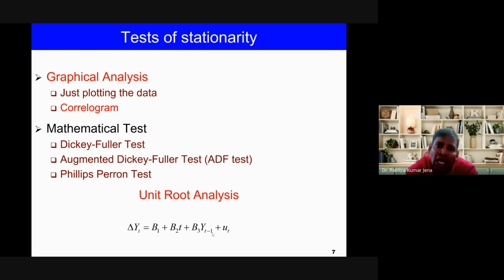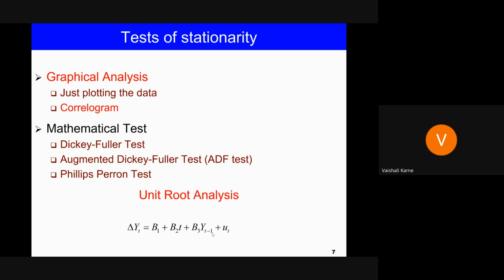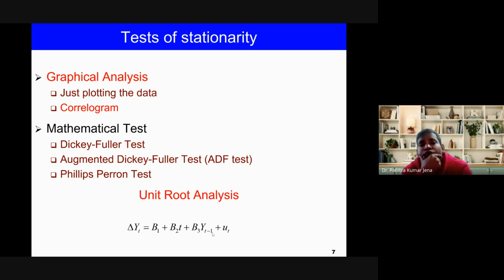But in Stata you can also use code, otherwise Stata is also a menu driven package, and eViews is also a menu driven package. Okay, that you can do. Okay, sir, thank you.